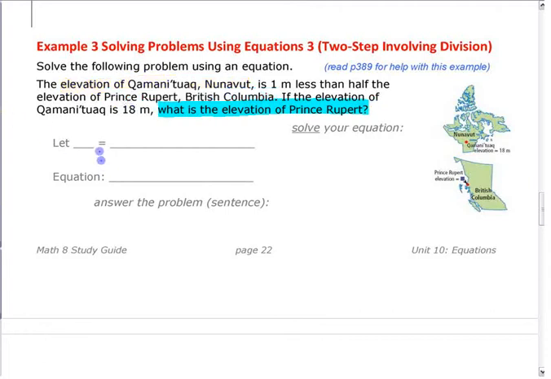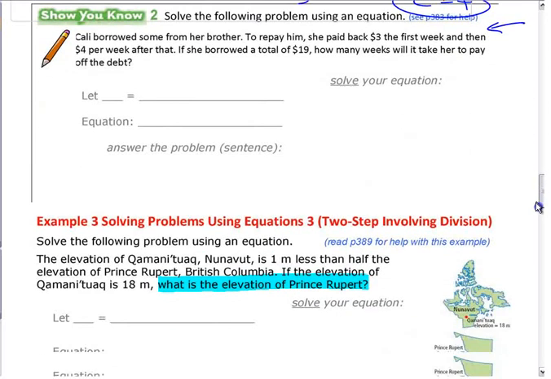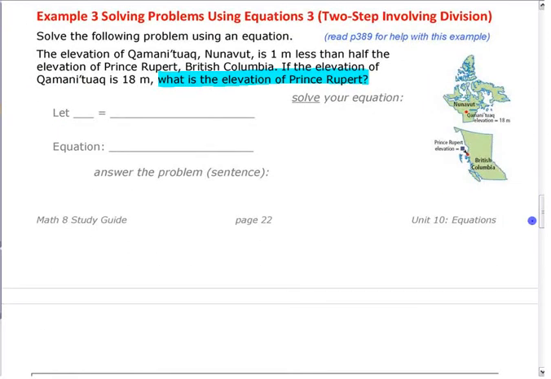So we should say something like, now should we use E for elevation? Well, the problem is you're talking about elevation of 2 different places, so it probably makes more sense to pick something that just goes with Prince Rupert, right? P. I would say P or R, something like that. And again, don't just say P equals Prince Rupert, elevation. You can abbreviate it, of Prince Rupert. Prince Rupert's right on the coast of BC. It shows a little map here somewhere.